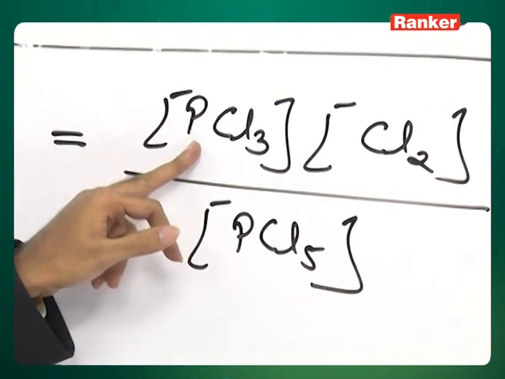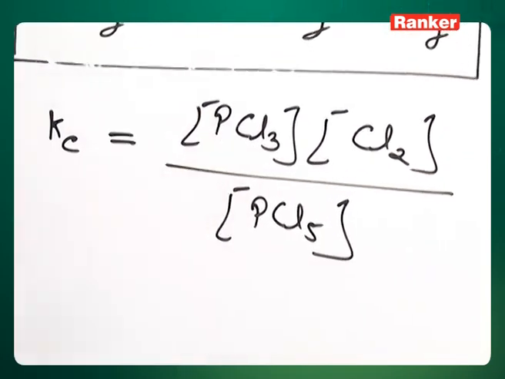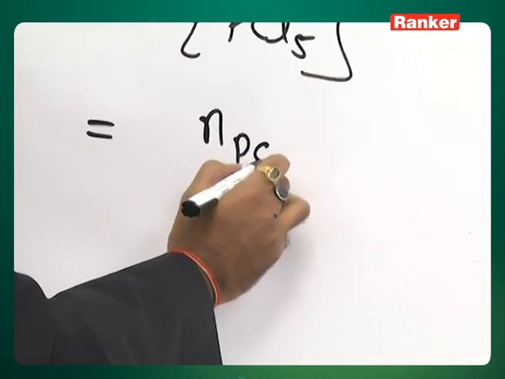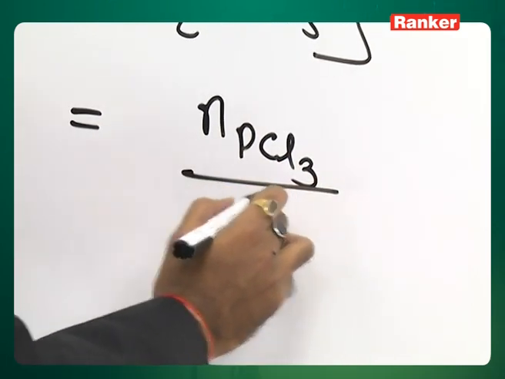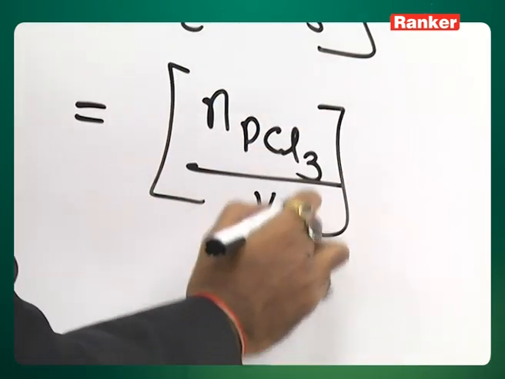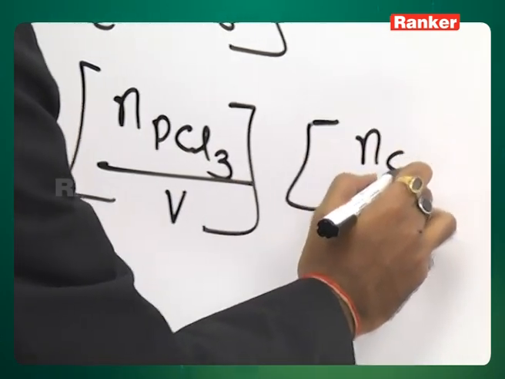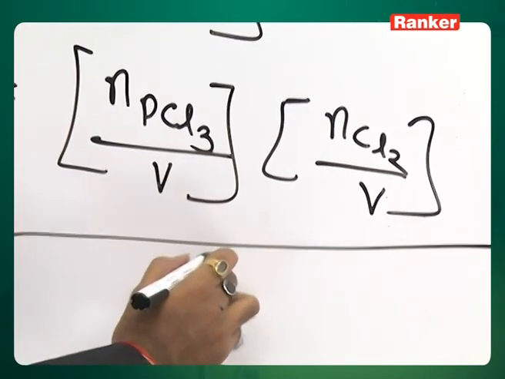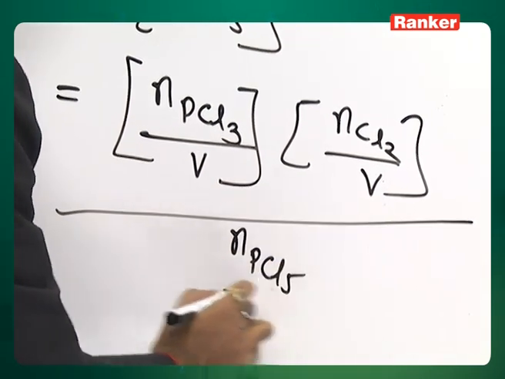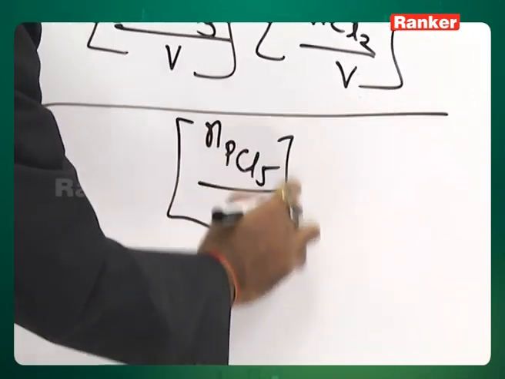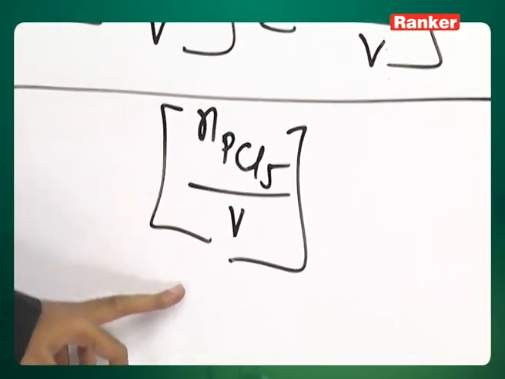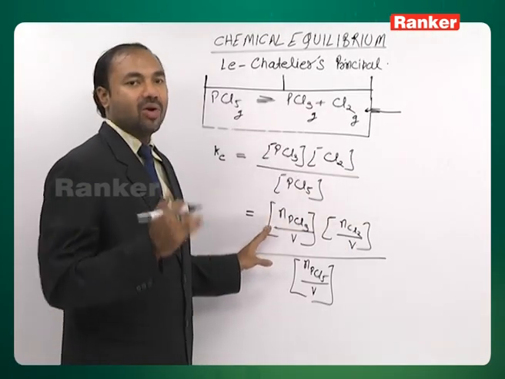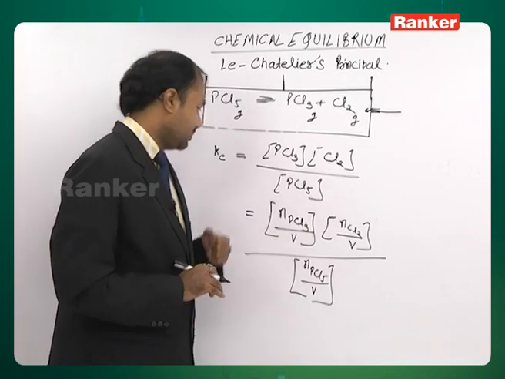Concentration is nothing but number of moles by volume. We put the same thing here. This is equal to number of moles of PCl3 by volume into number of moles of Cl2 by volume upon number of moles of PCl5 by volume of the container. Obviously, V is going to be the same. Why? Because all the substances are present in the same container.